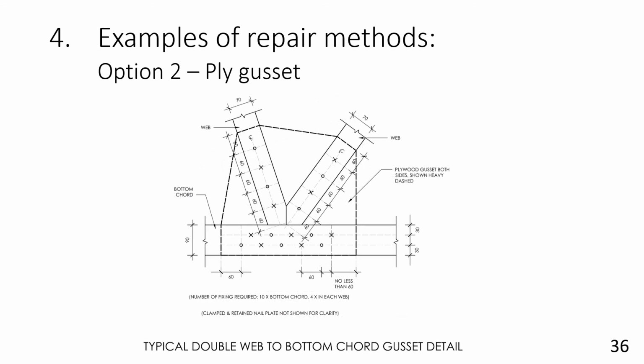Option 2 example, web to bottom chord, typical plywood gusset detail, designed by an engineer and installed by a carpenter using the same method and materials previously mentioned. The plywood gusset is curtailed for cosmetic purposes only.